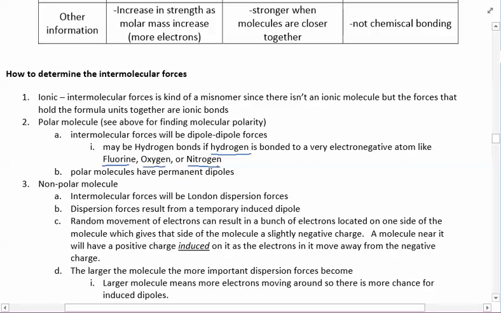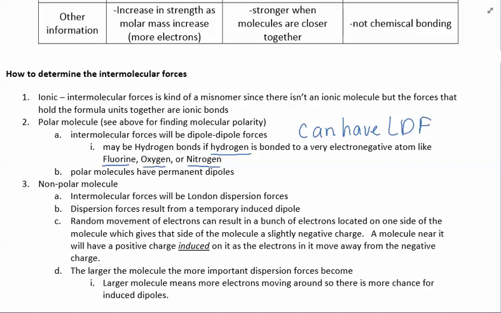Polar molecules have a permanent dipole. They still can have LDF. Everything can have a London dispersion force. Nonpolar molecules can only have London dispersion force. That's the only possibility they have for these intermolecular forces that we're talking about. They often have a temporary induced dipole from random movement of electrons. The bigger the atom or the molecule is, the more likely that it's going to have this intermolecular force because there's more electrons. So it is something that is there and does occur.